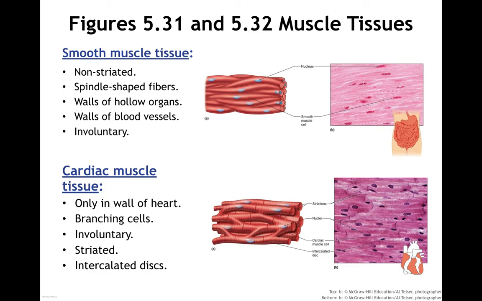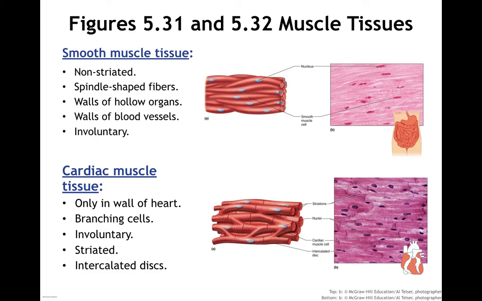Smooth muscles, on the other hand, are not striated. That striation pattern comes from the organization of actin and myosin within the cell. And smooth muscle, while it still uses actin and myosin for contraction, does not organize the actin and myosin in the same way. The cells of smooth muscle are spindle-shaped fibers. They're found in the walls of the hollow organs, including blood vessels, not in the heart, though. That's going to be cardiac muscle. They are involuntary. We don't have conscious control over them.